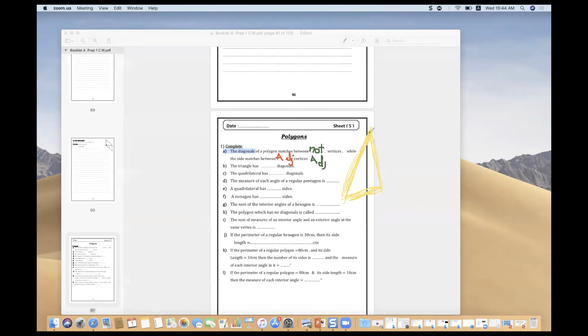But can you clean the board please Miss Amira? Okay. حاضر مس رحاب.